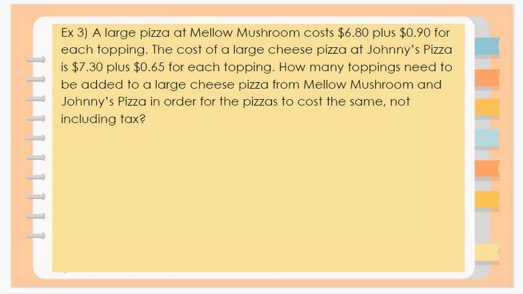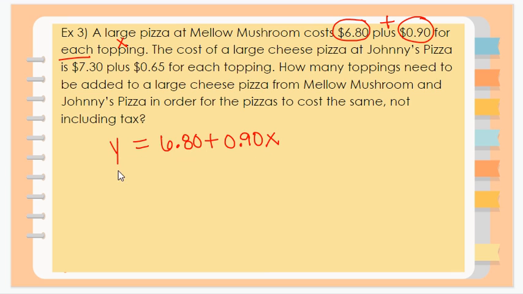Okay, so we're going to write an equation for each pizza place. So let's start with Mellow Mushroom. For Mellow Mushroom, it costs $6.80 just for the pizza plus 90 cents for each topping. So toppings will be our X. For my first equation, the cost of a large pizza is going to be equal to $6.80 plus 90 cents X. So what does this equal? The total. So that'll be my Y.